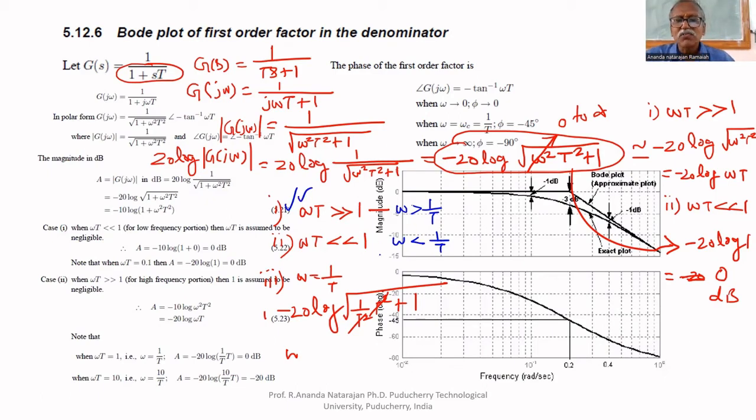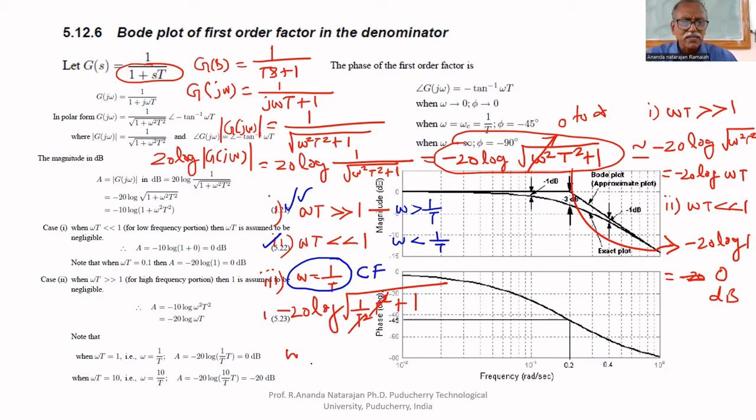When omega is less than 1 by tau, it comes under this category. So, this omega equal to 1 by tau is the point that differentiates these two cases. When omega equal to 1 by tau, it is equal to 1. That point is called corner frequency. Omega equal to 1 by tau is called corner frequency.